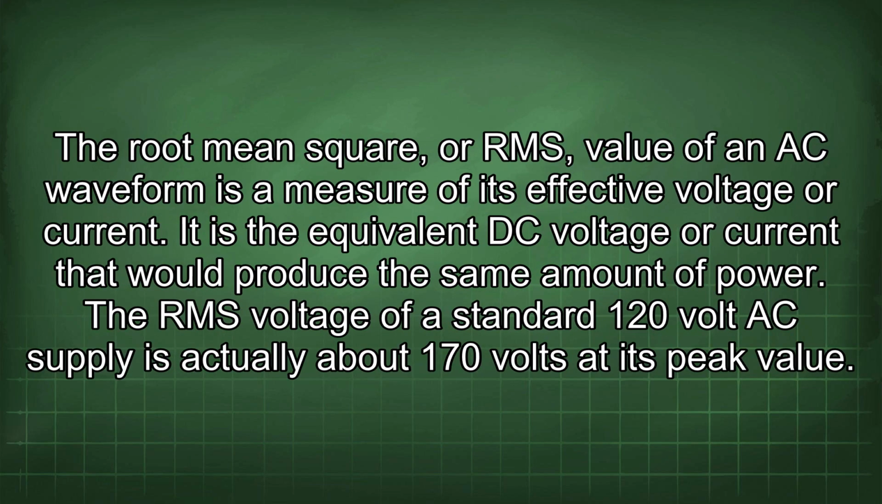The root mean square, or RMS, value of an AC waveform is a measure of its effective voltage or current. It is the equivalent DC voltage or current that would produce the same amount of power. The RMS voltage of a standard 120 volts AC supply is actually about 170 volts at its peak value.